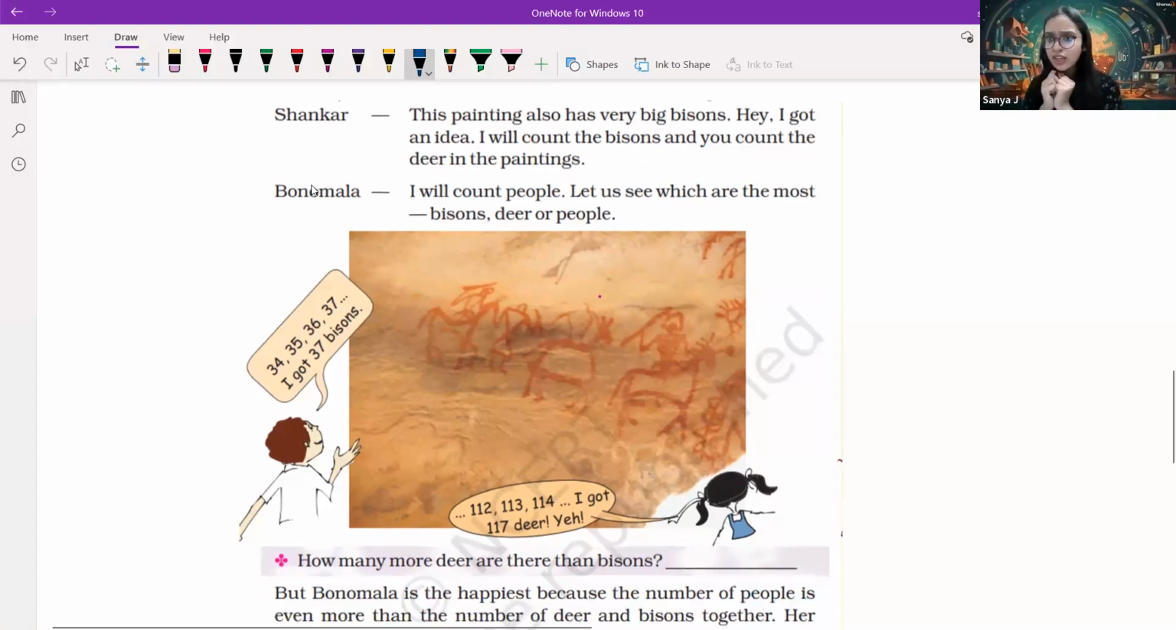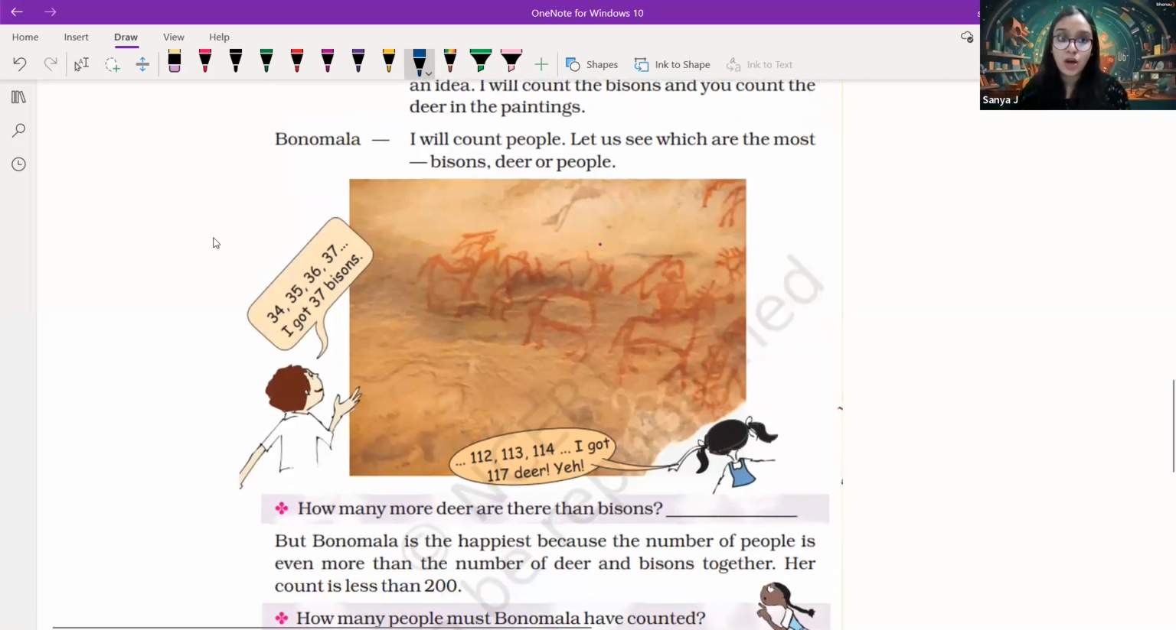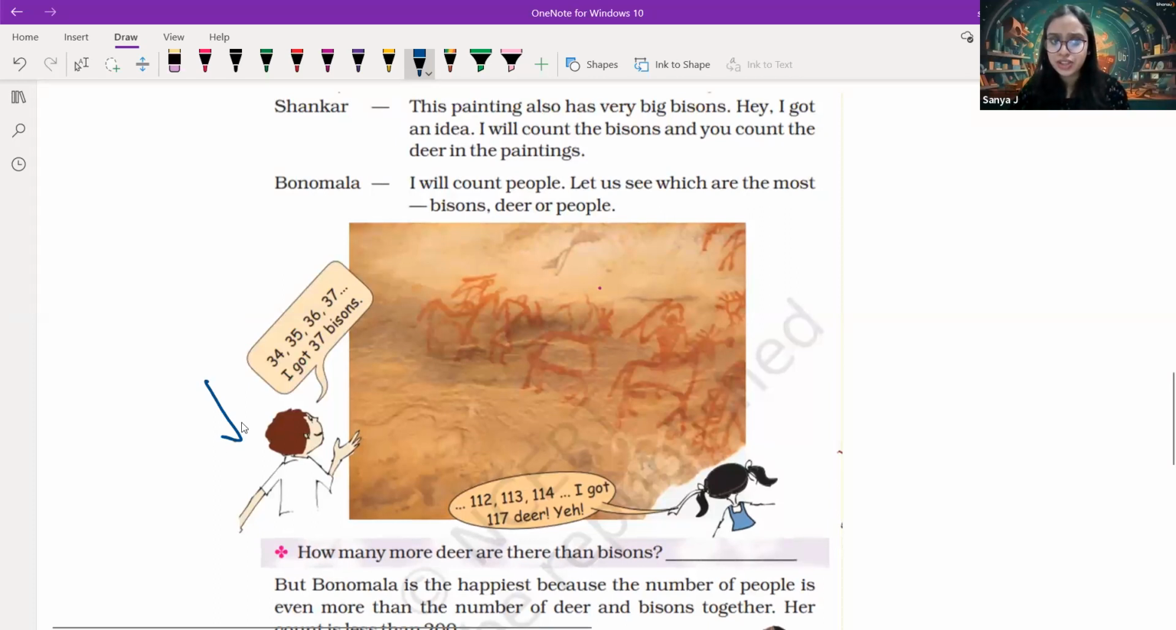So Shankar gets an idea. He says to Bunomala, let's do one thing. I will count the number of bisons and you will count the number of deer in the paintings. Bunomala says, I will count people. Let us see which are the most: bisons, deer, or people. Now this is Shankar, this boy over here.